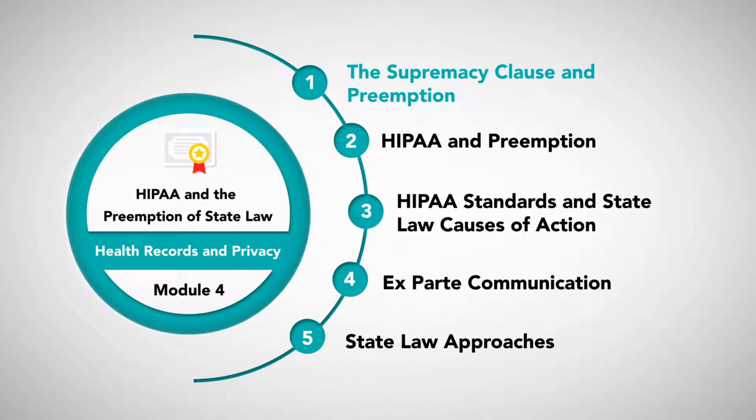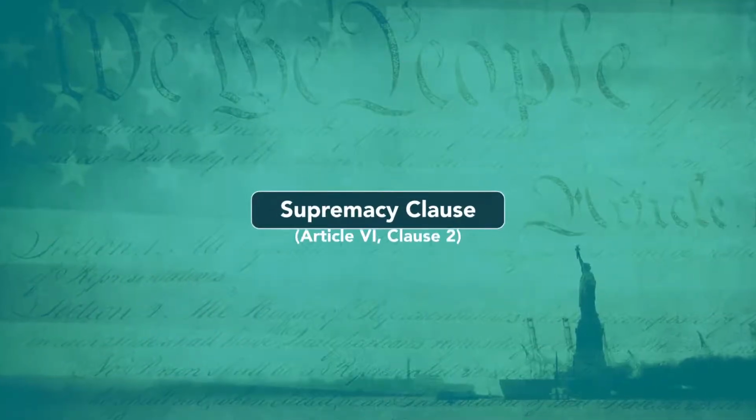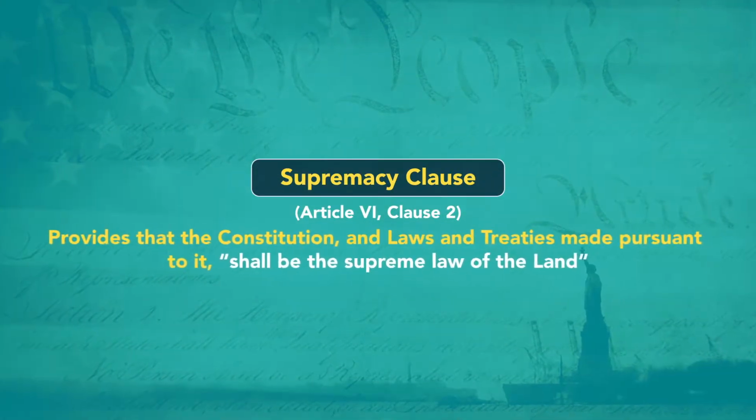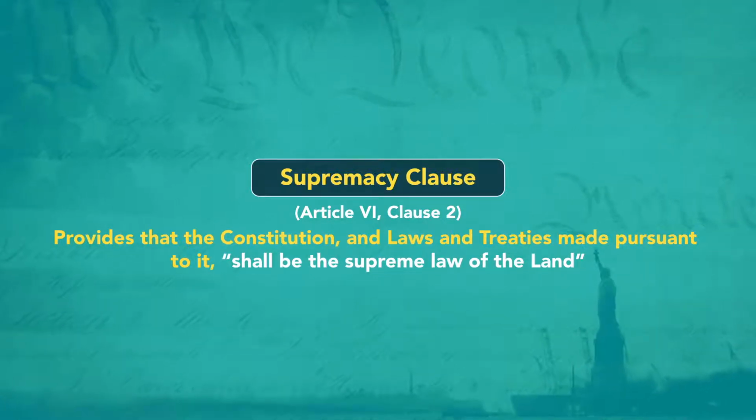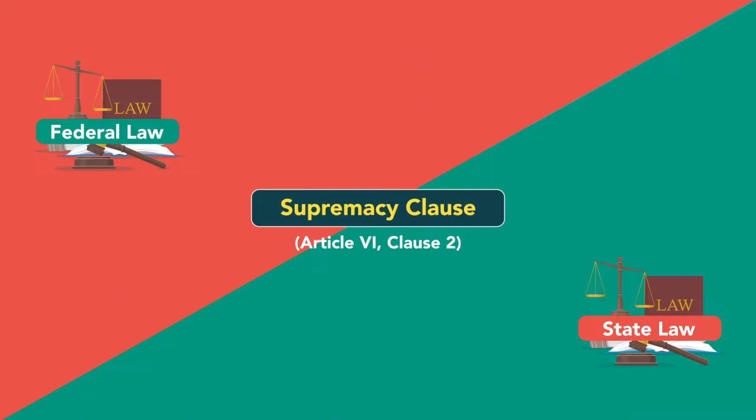The Supremacy Clause and Preemption. The United States Constitution's Supremacy Clause provides that the Constitution and laws and treaties made pursuant to it shall be the supreme law of the land. If there is a conflict between federal law and a state law in certain scenarios, federal law will override it.